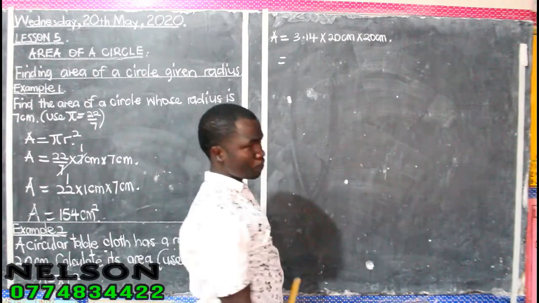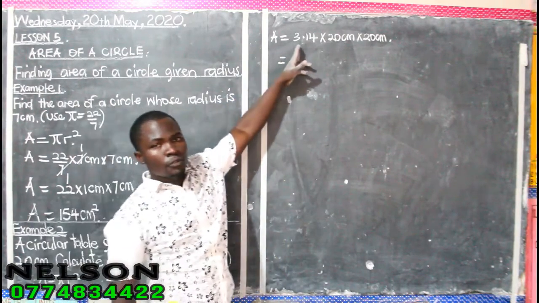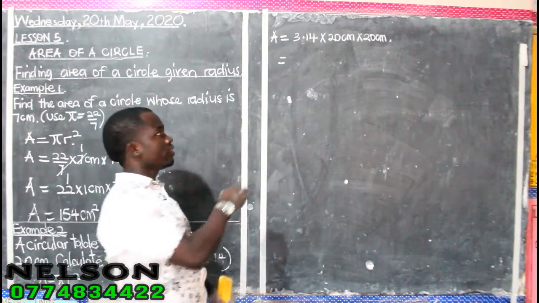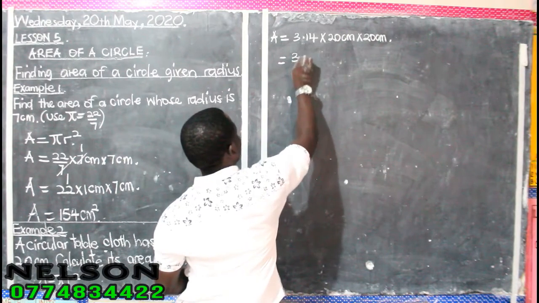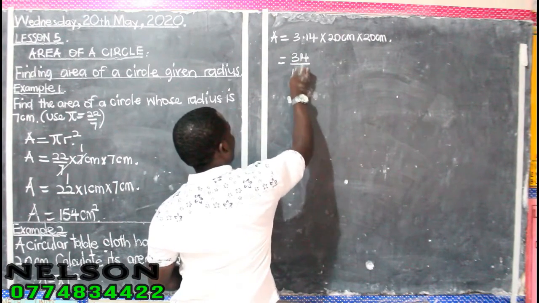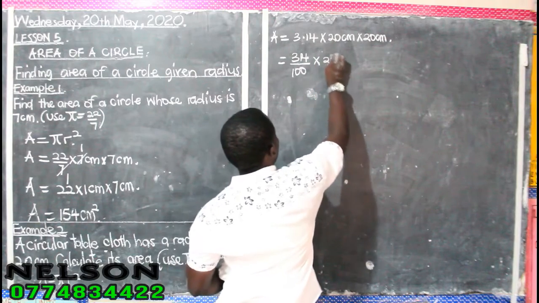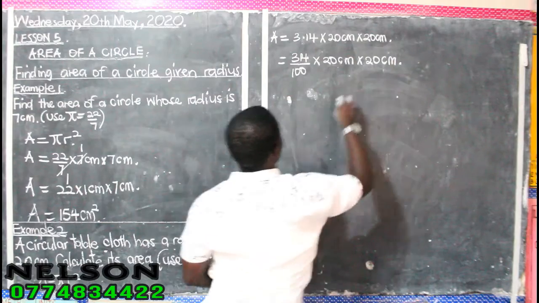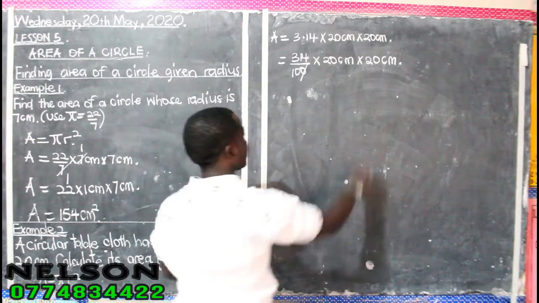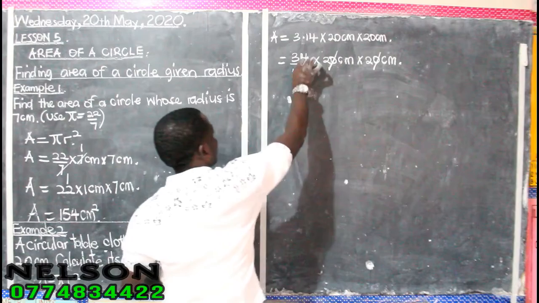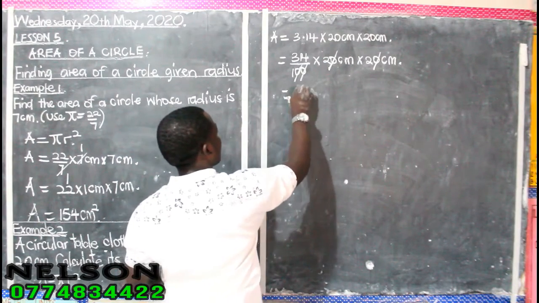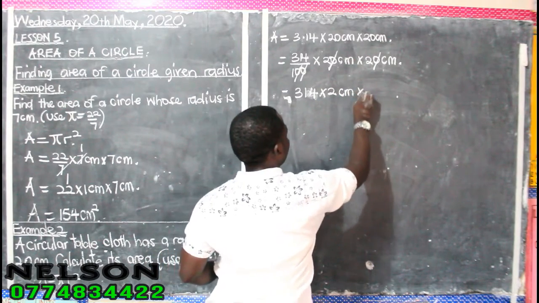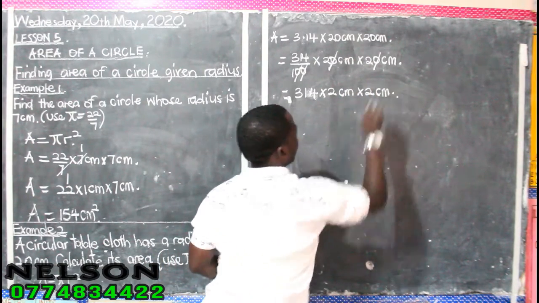Let's move on. 3.14 can be changed into a vulgar fraction, and here we shall have 314 out of 100 times 20 centimeters times 20 centimeters. We shall now simplify the zeros. We'll go with that 0 and this one, also that one there. So we shall have 314 times 2 centimeters times 2 centimeters.